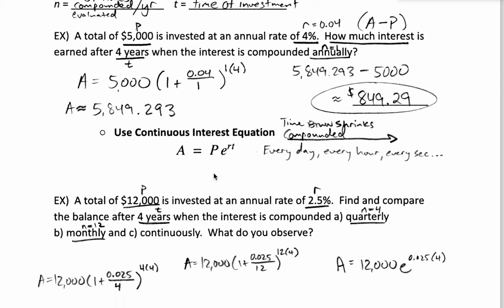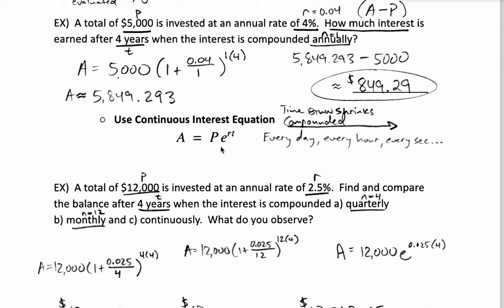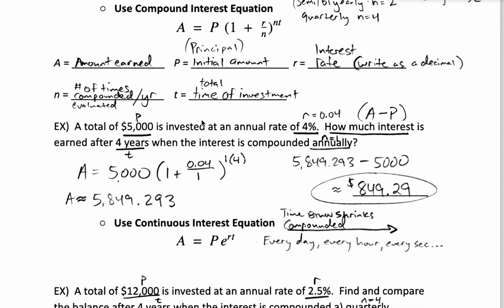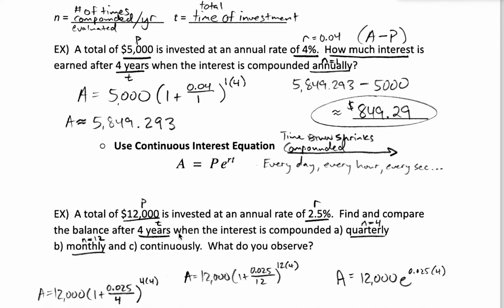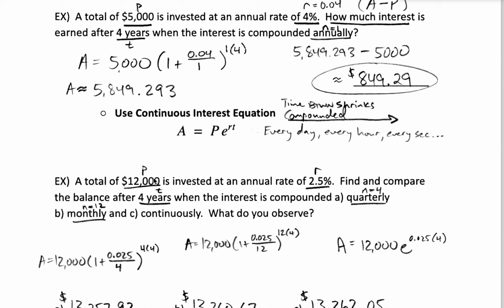So let's see what happens when we do something similar but use this equation instead. And we're going to compare that to a couple more examples, still practicing that equation as well. So this time we're going to start with $12,000. Our account is going to give us 2.5% interest. We're going to leave it in there for 4 years.